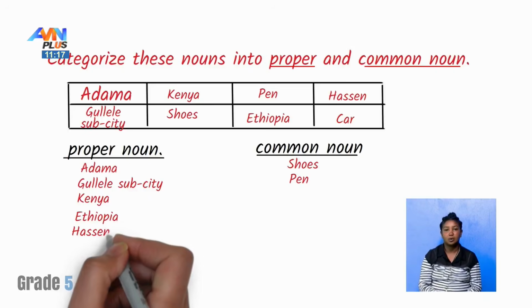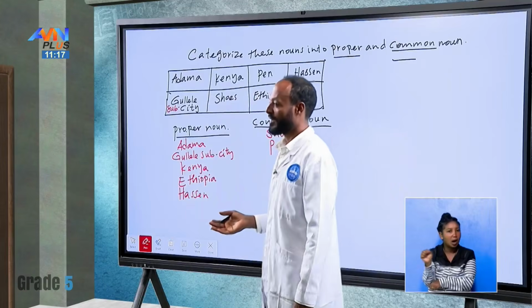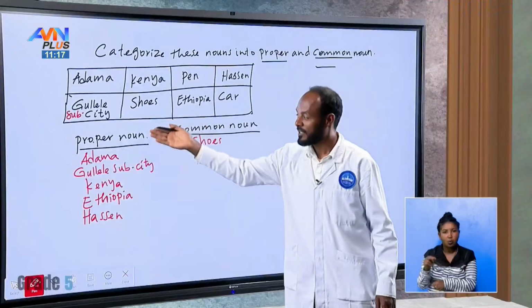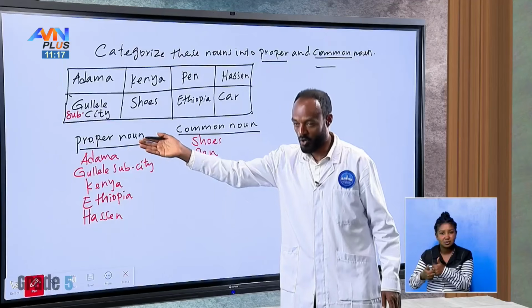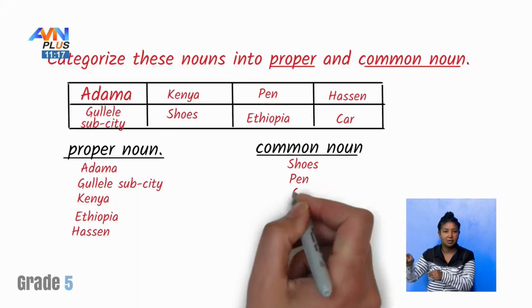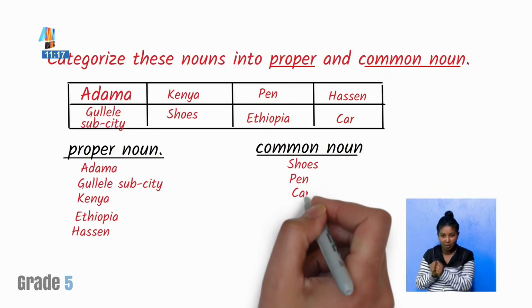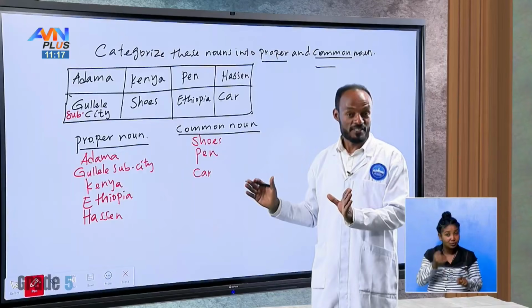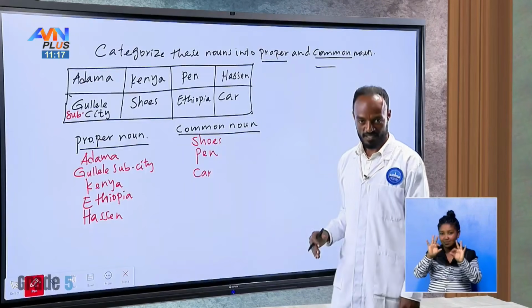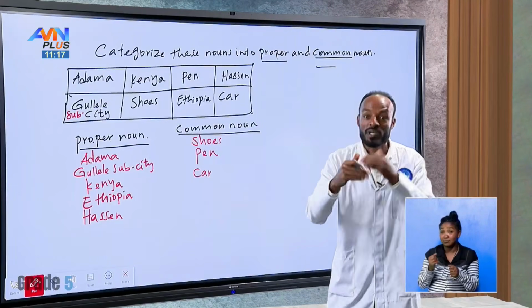What about car? May I write it here? No, it should be here. Car. Students, if you did it like this, you're fantastic. If you didn't, try it again.